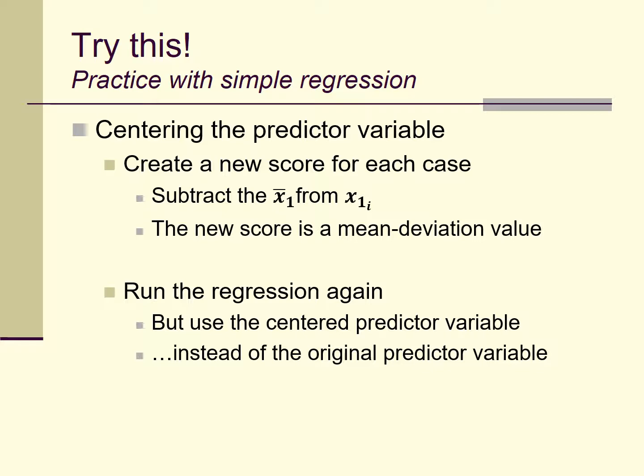And then we run the analysis again. We repeat our regression, except this time, instead of using our regular uncentered predictor variable, we use our centered or mean deviation value for the predictor variable.